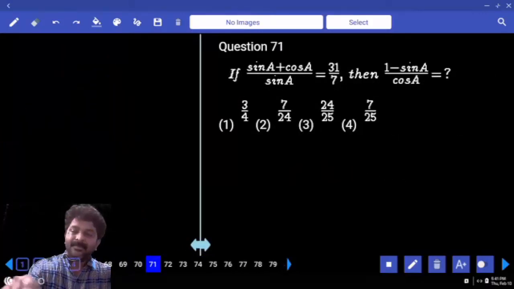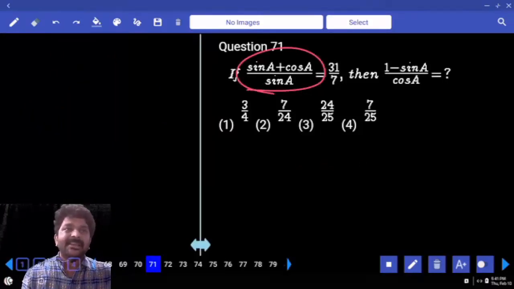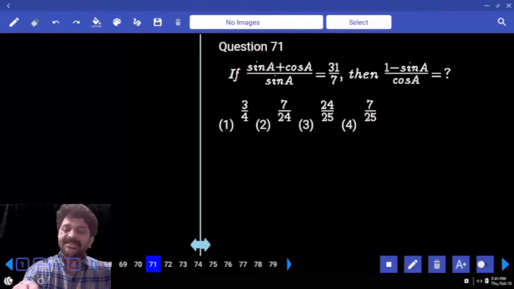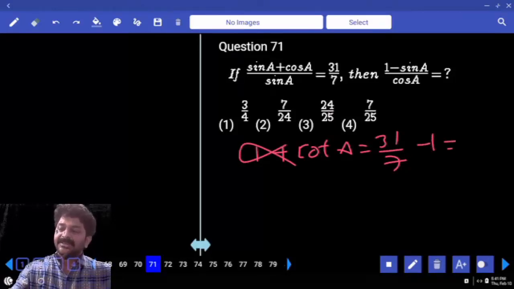Right. Next, now if you expand this, we can write it as sin A by sin A plus cos A by sin A. Sin A by sin A is 1, plus cos A by sin A. Cot A is equal to 31 by 7 only. Plus 1 goes to the other side, becomes minus 1 only, which is equal to 24 by 7.